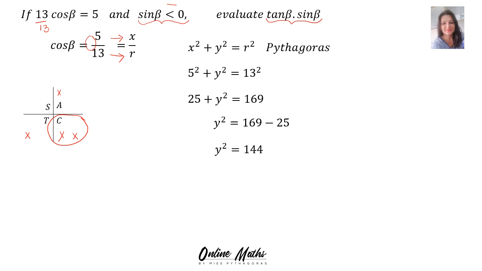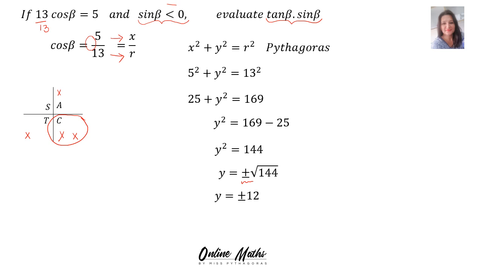But I don't want y squared, I want y. Therefore, I will take the square root both sides. Remember, when you take the square root on the right hand side, you have to add plus or minus. Therefore, the square root of 144 is 12. So now we have y is plus or minus 12.